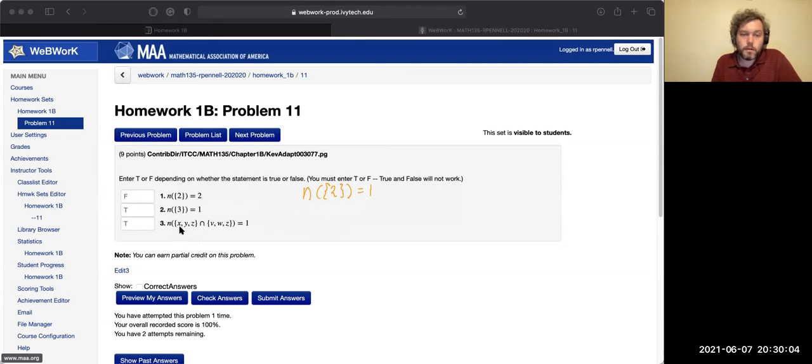The number of elements that these have in common, the intersection x, y, z intersects v, w, z is 1. Is that true or false? I say that's true. They have z in common, and so this would simplify to the number of elements of just z, and that's just one element. So I would say that that's true. Okay.